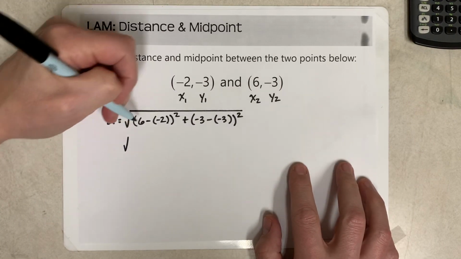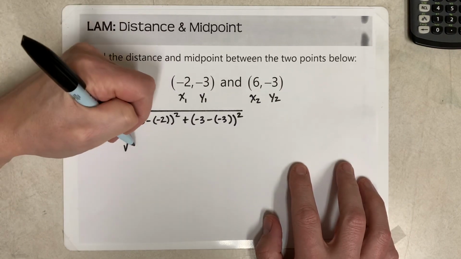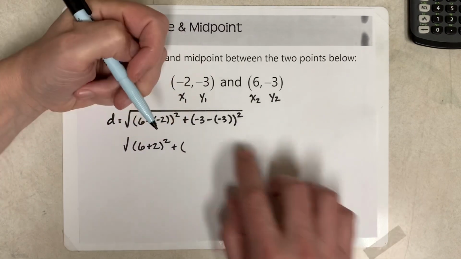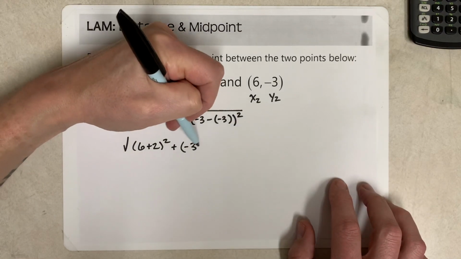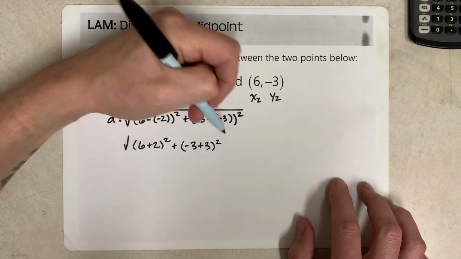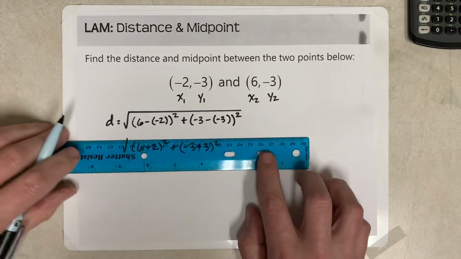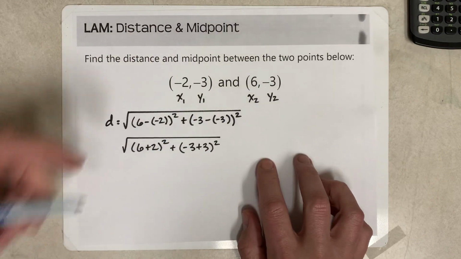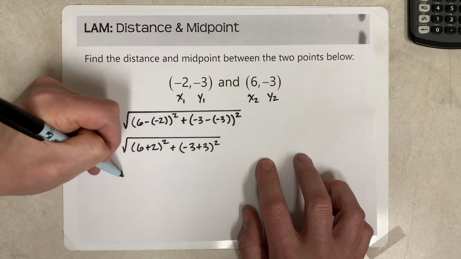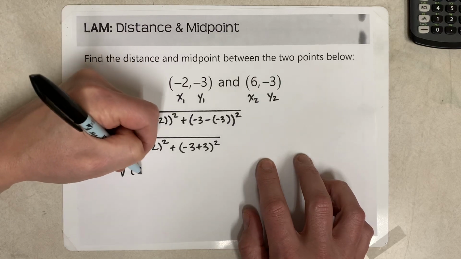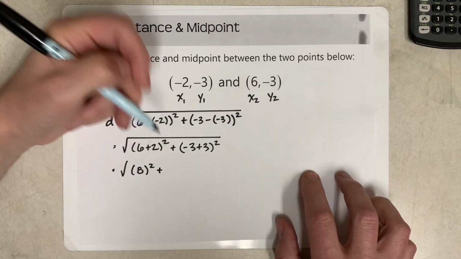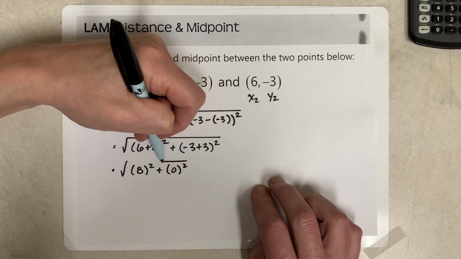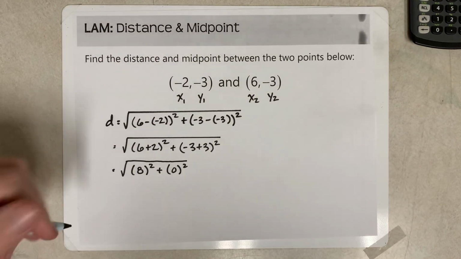So let's simplify. 6 take away negative 2 is really going to be the same thing as 6 plus 2 squared, plus negative 3 take away negative 3 is really negative 3 plus 3 squared. And I'll still use my ruler here, make it look decent for my video. So now we have 6 plus 2 is 8. Okay, negative 3 and 3 make 0. I'm bad at making straight lines like that. You see how crooked that is?